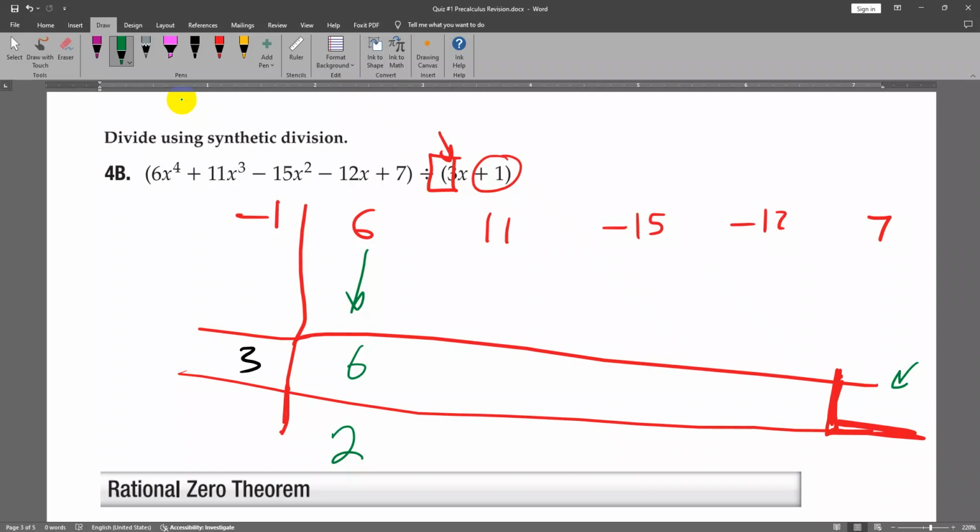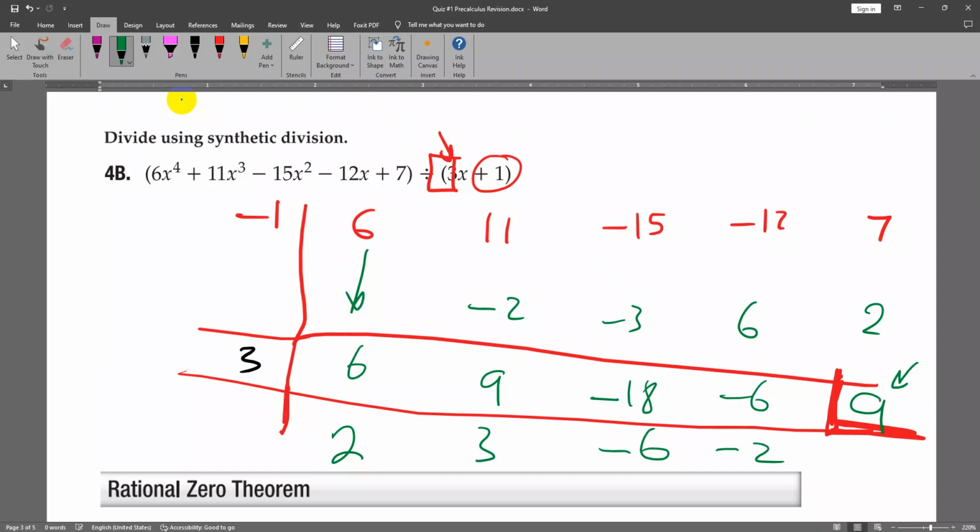So 6 divided by 3 is 2, and then multiply gives you negative 2, and then 9 divided by 3 is 3, multiply negative 3, negative 18, divide negative 6, multiply gives you 6, and then negative 6, negative 2, multiply gives you 2, and then 9. Okay, stop. We don't want to divide the remainder. Okay, we will keep it like this. So let's write the answer.